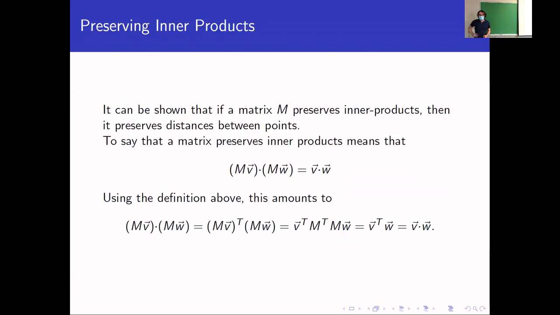Okay, so why are we talking about this? Well, we can show that if a matrix M preserves inner products, then it preserves distances between things. Okay, it's not that hard because the two are just about interchangeable. Okay, so I'm just going to ask you to believe me on that.